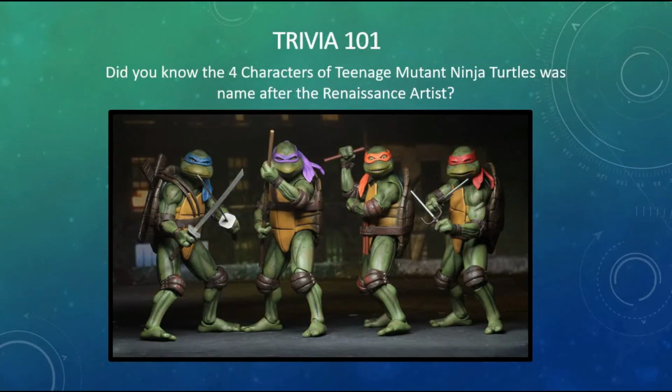Did you know the 4 characters of Teenage Mutant Ninja Turtles were named after the Renaissance artists? Who are they? First, Leonardo from Leonardo da Vinci. We have Donatello from Donato Bardi. We have Michelangelo from Michelangelo Lodovico Simoni. And we have Raphael or Raphael Urbino.